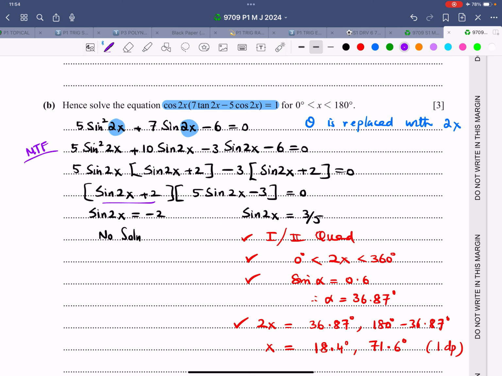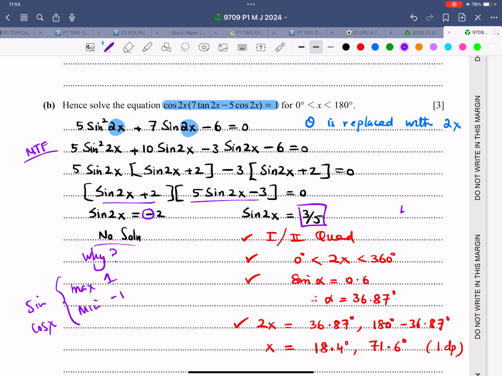And we get sine 2x plus 2, 5 sine 2x minus 3. We get sine 2x is negative 2. No solution. Why? Because the maximum value of sine of any angle is 1. So let me write it this. Maximum is 1. Minimum is negative 1. That is true for sine. That is true for cosine. So now sine 2x is 3/5.